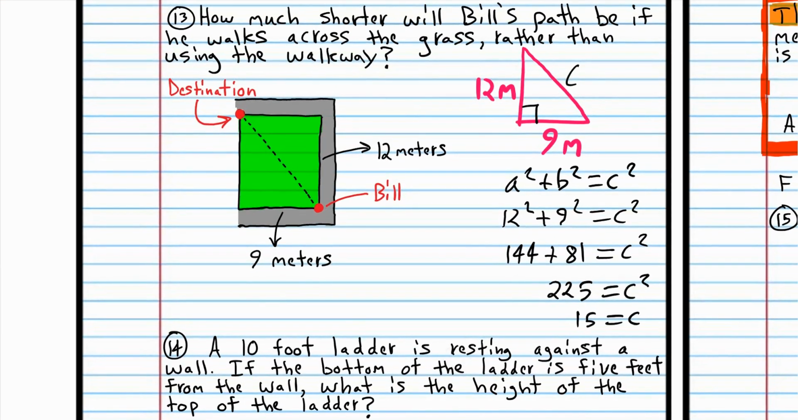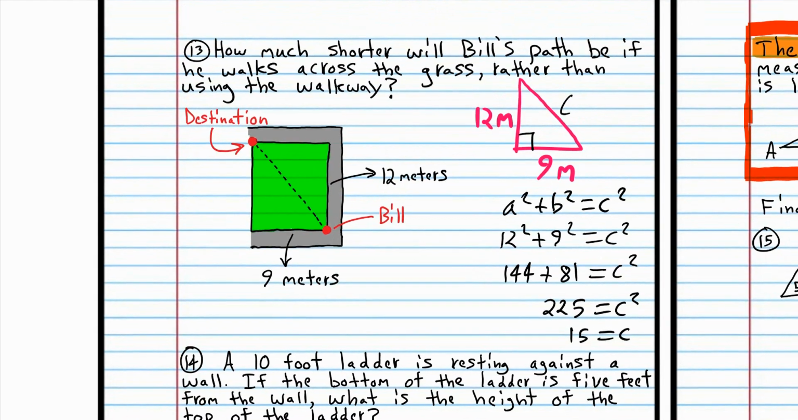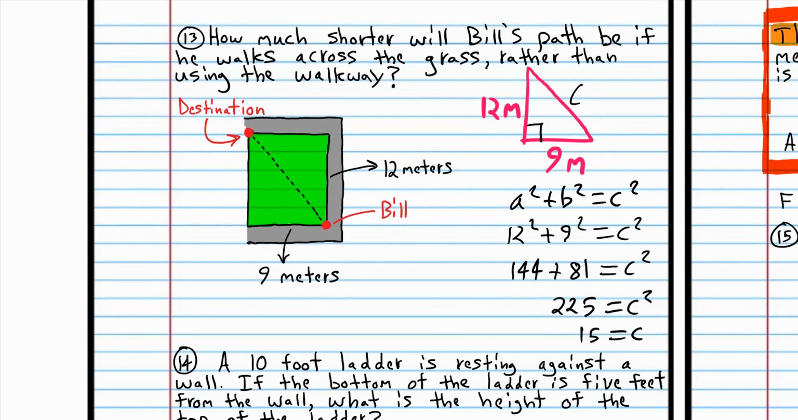We found it. It's 15 meters. Well, that's not what the problem is asking. We've now found that this length here is 15 meters, but the problem is not asking for that length. It's asking how much shorter will Bill's path be. So if he goes along the sidewalk, he's going to walk 12 meters. Then he's going to walk this distance here to get to his destination, but we don't know this distance. What is this distance? Well, again, this distance here is the same as this distance because it's a rectangle. So if this distance is 9, that means this distance is also 9.